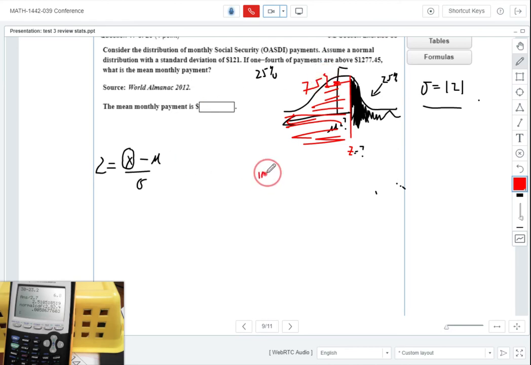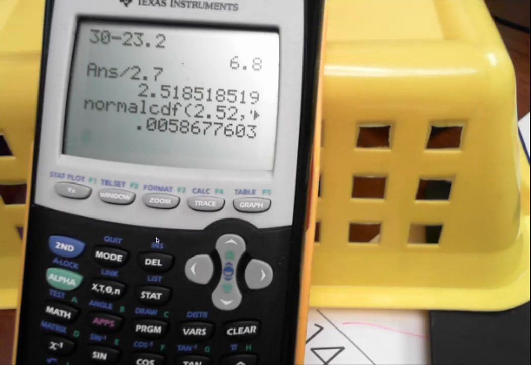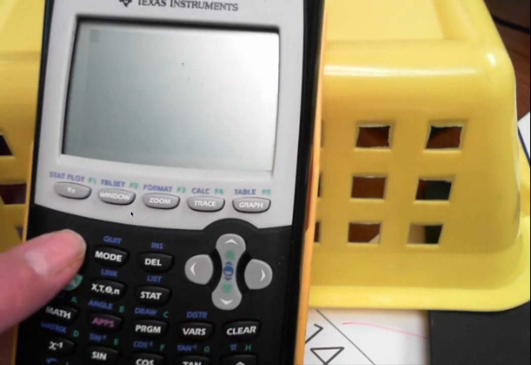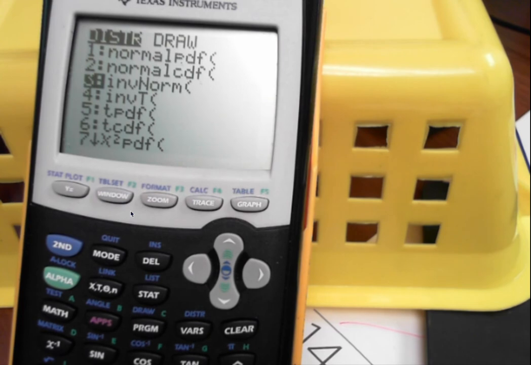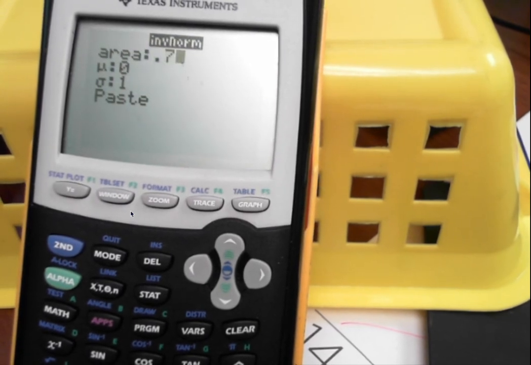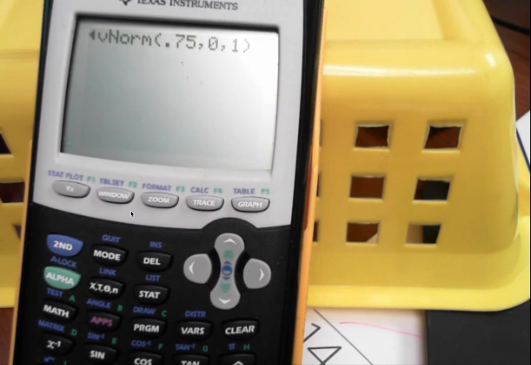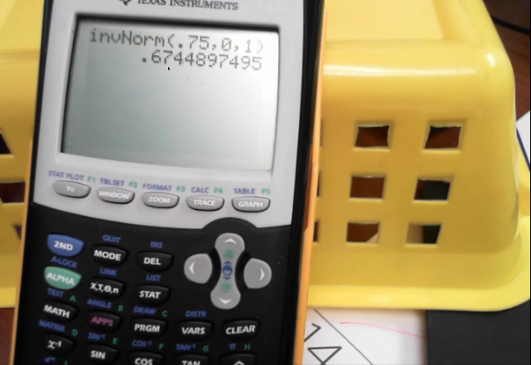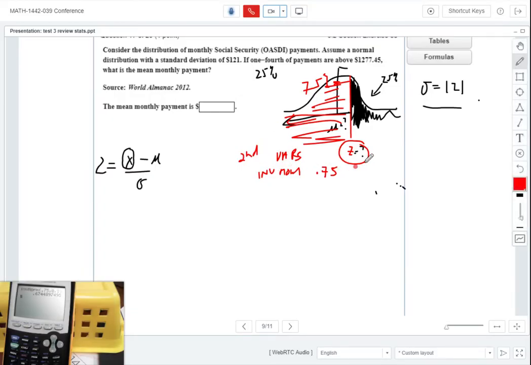So I'm going to do an inverse norm for 75%. That'll tell me the Z value here. Remember, you have to go to second vars. So on my calculator, I clear it, hit second vars, number 3, inverse norm for 75%. And it tells us the Z value, 0.67. Since there's a 4, we leave it at 0.67. So this Z value is 0.67.